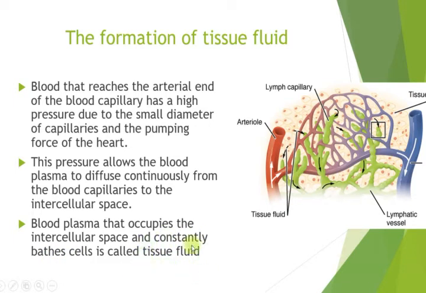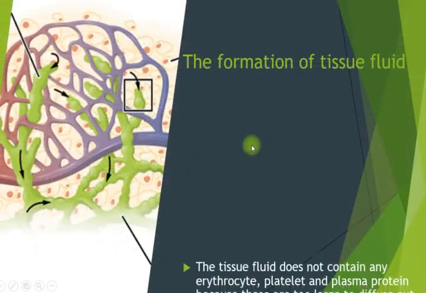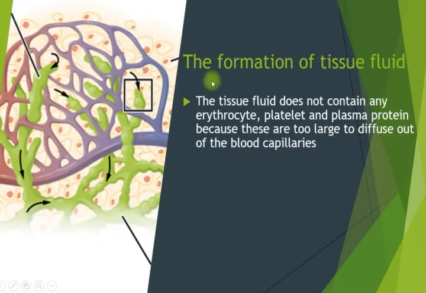Okay, I repeat, what is a tissue fluid? It is referred to as the blood plasma or the fluid that occupies the intercellular space and will bathe the cell constantly. Okay, that is referred to as the tissue fluid. Right. Okay, so we continue about the formation of the tissue fluid just now. The tissue fluid does not contain any erythrocyte. The tissue fluid just now that formed does not contain any erythrocyte.